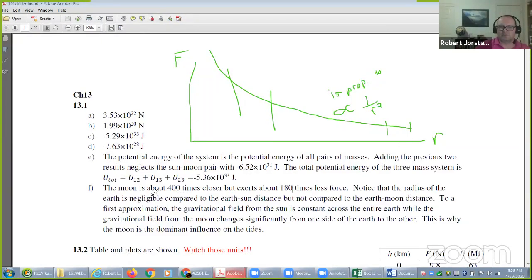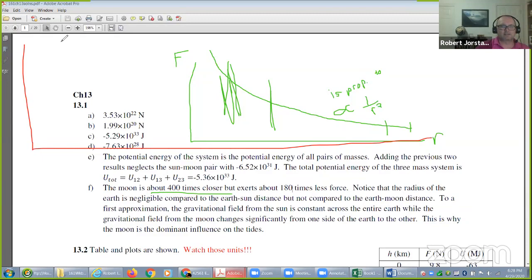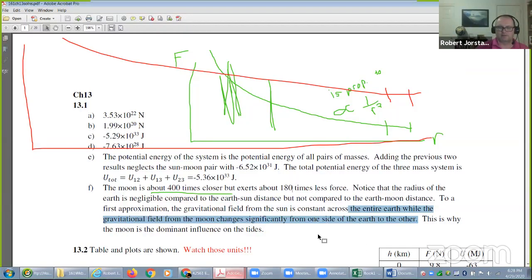And because the moon is closer, its gravitational force changes more. And so it's not that it has more gravitational force, it's that the sun is so far away, right? The sun's force starts way over here. And it's much bigger, but it's much flatter. So the sun exerts almost the same amount of gravitational force on either side of the planet. But the moon, because it's so much closer, experiences a dramatic change in gravitational force from one side of the planet to the other. So that's what I'm trying to say right there. And that's why the moon is the dominant influence on the tides.